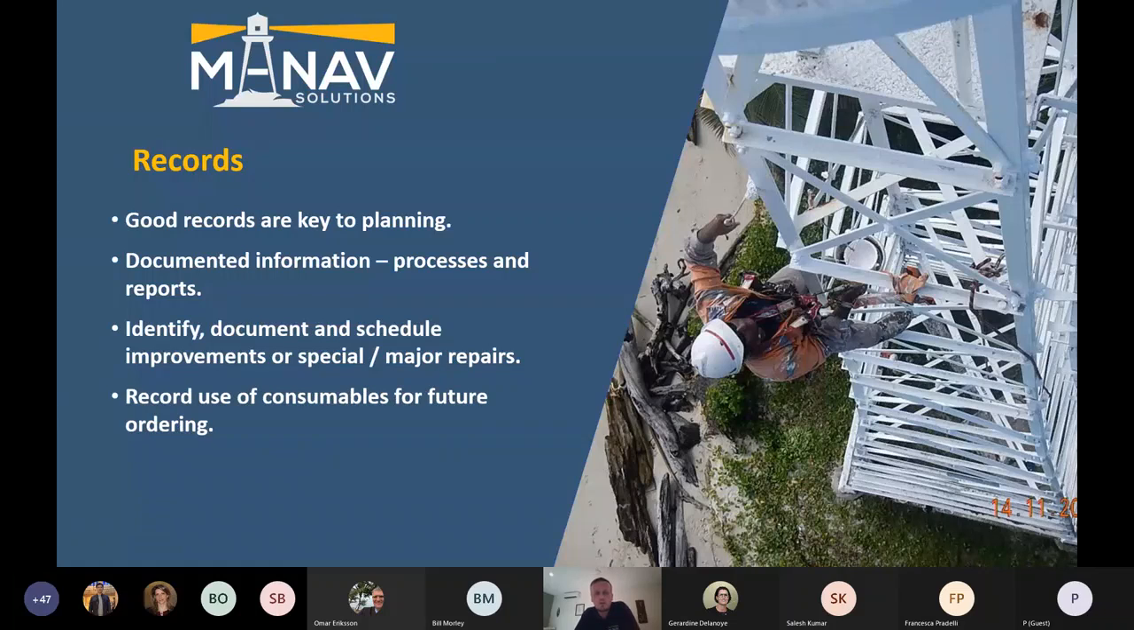And record your use of consumables. Again, seems like a simple one, but if you record how much paint, how much Denso, how many bolts you use every year, it's very easy to reorder for the next year so you don't find shortfalls during your maintenance program.